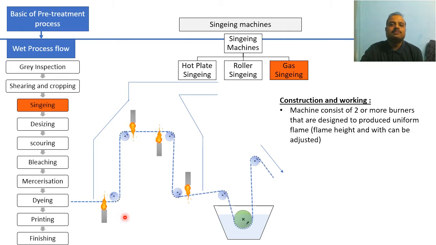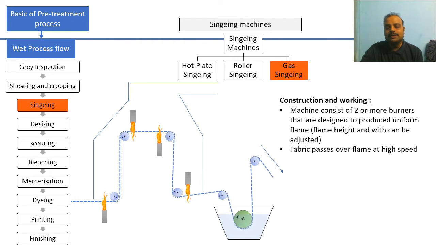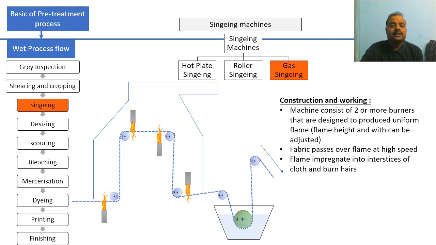So the slit can be smaller, or the slit width can be bigger, and according to that, the flame height and flame width can be adjusted accordingly. Next, the fabric passes over the flame at a high speed. Yes, there is no surface contact; the fabric constantly passes over the flame. And the flame impregnates into the interstices of the cloth and burns the hairs.